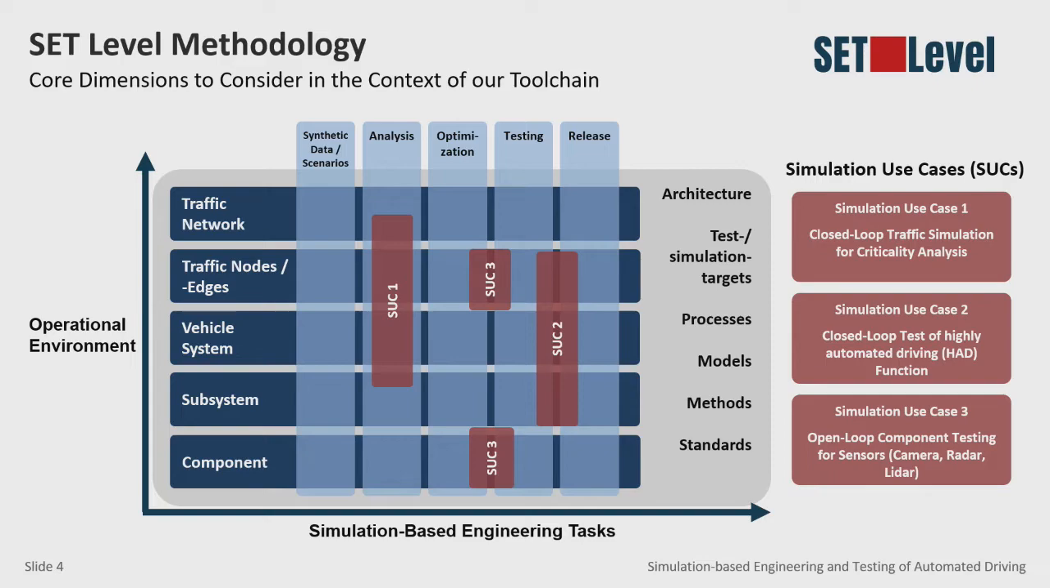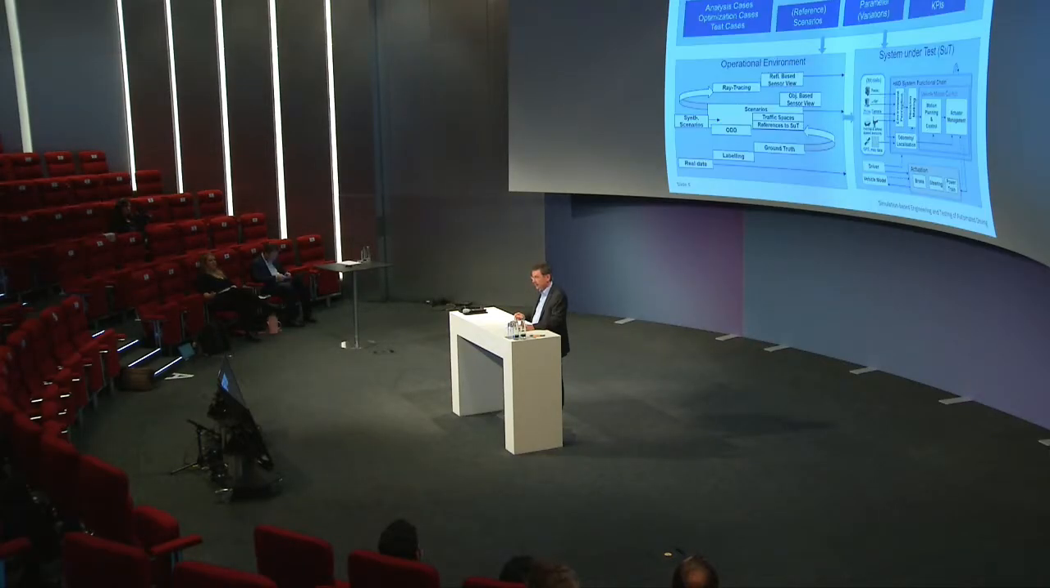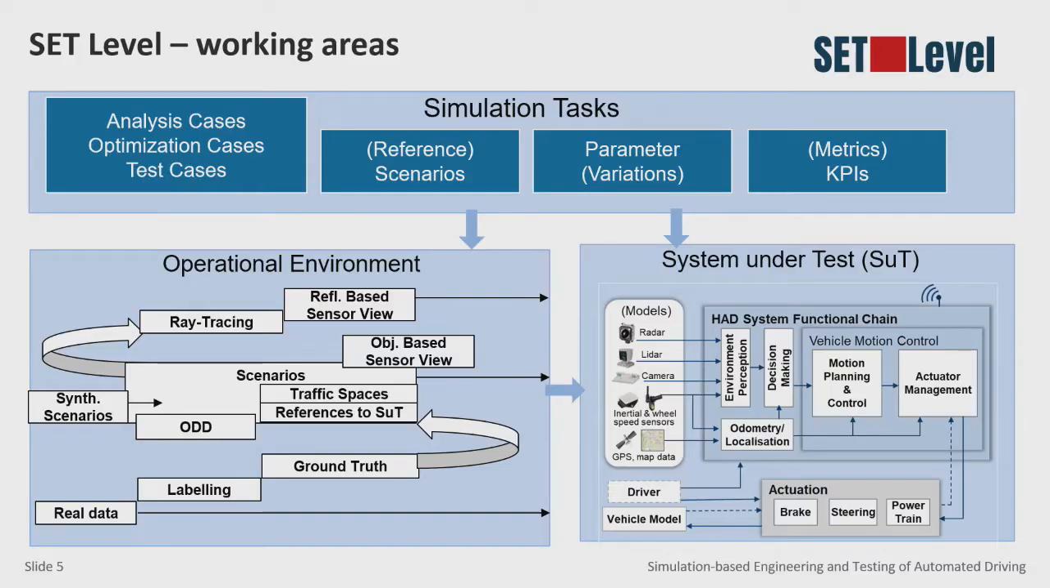And this is dealing with a closed loop simulation of automatic driving functions. And the third one is an open loop testing of components like sensors, which are camera, LiDAR, and radar in our case, called Simulation Use Case number 3. Those are working areas. To go deeper into the 3 areas as we have seen, it is simulation tasks on the top side, the systems under test, and the operational environment.